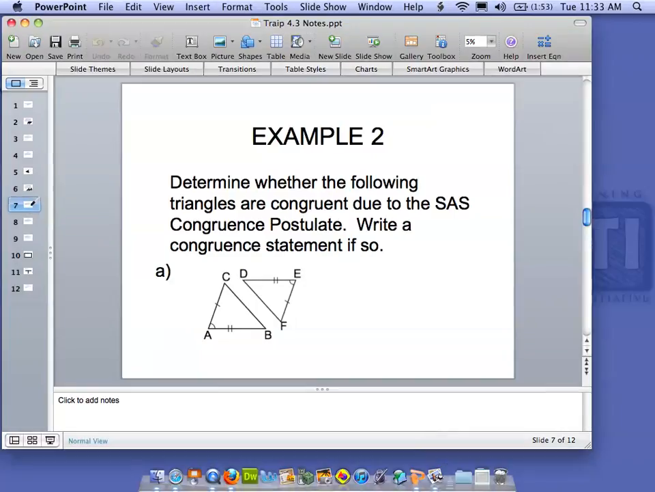So for my example number 2, it says determine whether the following triangles are congruent due to SAS, side angle side, and if so, write the statement. And I can see that I have two sides and the included angle of one triangle congruent to two sides and the included angle of the other triangle, so I would say yes. And my statement would be that triangle ABC is congruent to triangle EDF.